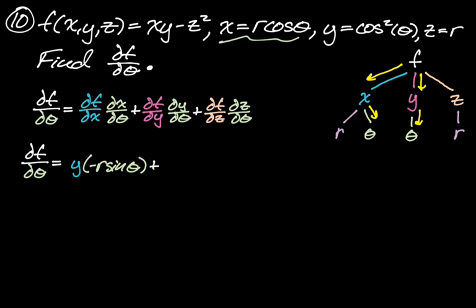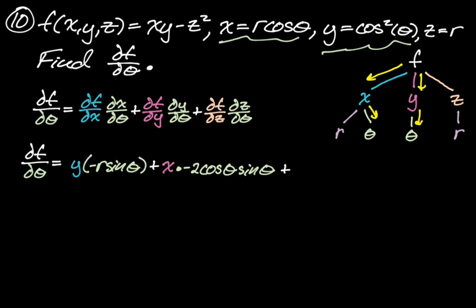Plus partial f, partial y. So xy is going to give us x, and negative z squared gives us nothing. So we just get x. Partial y, partial theta. So we're looking here. That's going to give us 2 cosine of theta times negative sine of theta. So negative 2 sine cosine, or negative 2 cosine sine. Or negative sine of 2 theta if you want, but I'm not doing that because I don't think it really helps in this problem.